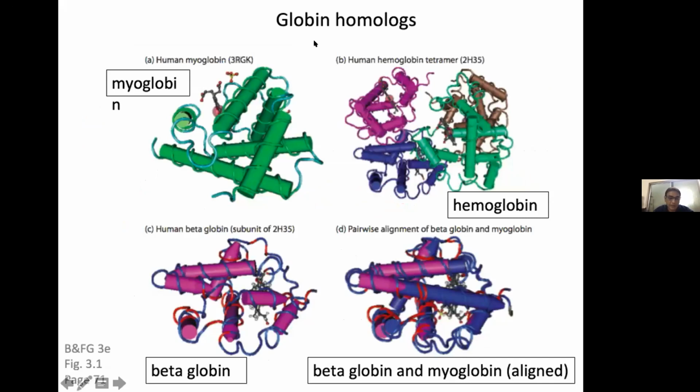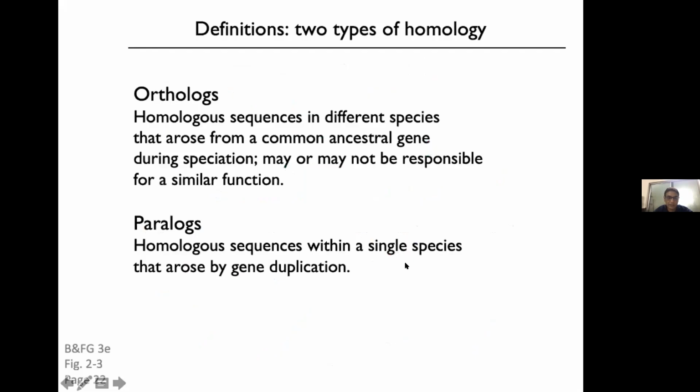So this is global homologs in human. For example, myoglobin, hemoglobin tetramer, and the beta globin as a pair. So this is a pairwise alignment, the beta globin and the hemoglobin. You can do a structural comparison between these two protein molecules. Okay, now come the orthologs: homologous sequences in different species. Say for example, this is a gene that came from the same ancestor, and we found the same gene in two different organisms. We call them orthologs.